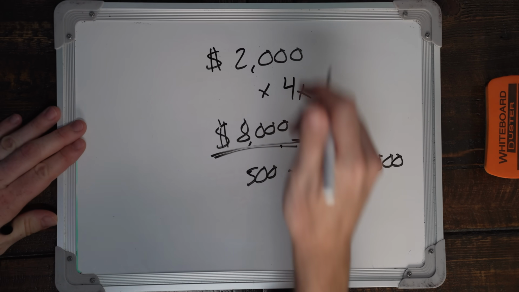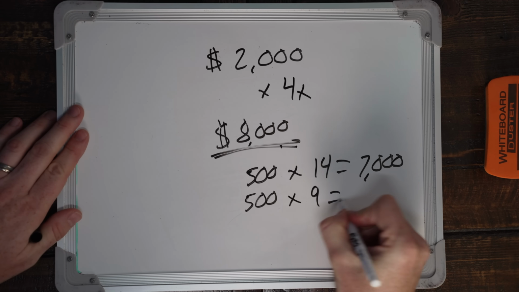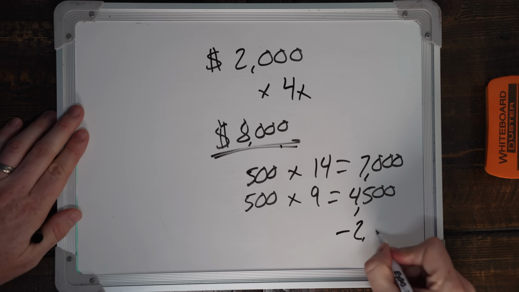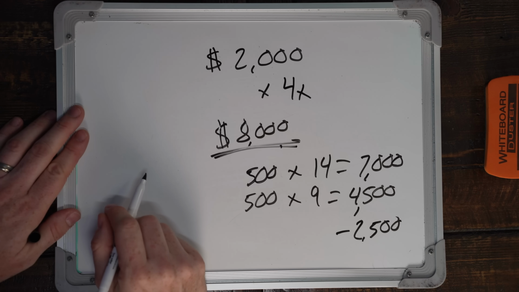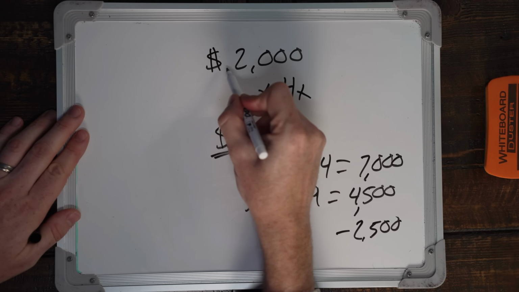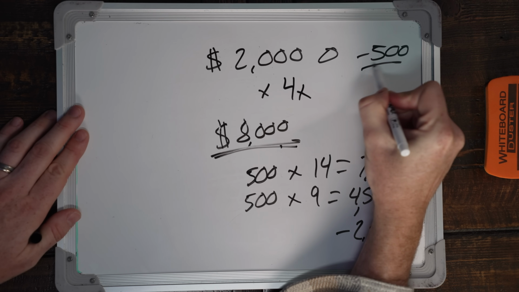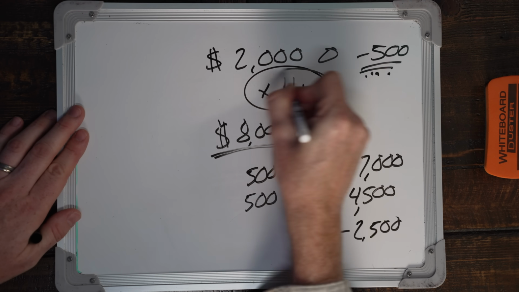Well, wait a second. Let's say you sell it at $9. So 500 times 9 equals 4,500. Wait a second. You're minus $2,500 on this trade. Your account just went into the negative. It's not just that your account has gone to zero. It's actually minus $500. And this is the very real risk with trading using leverage.